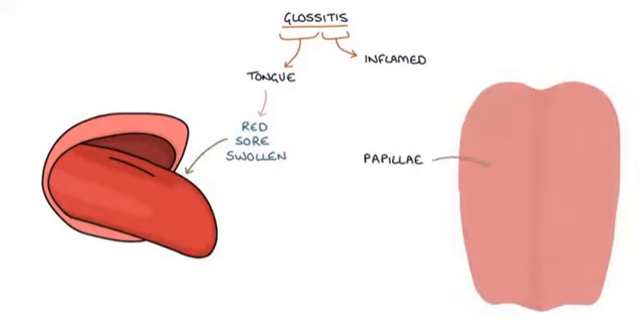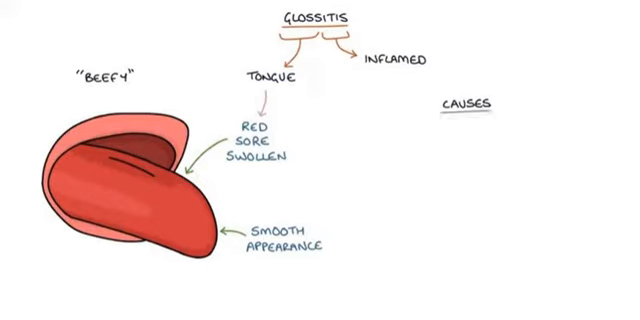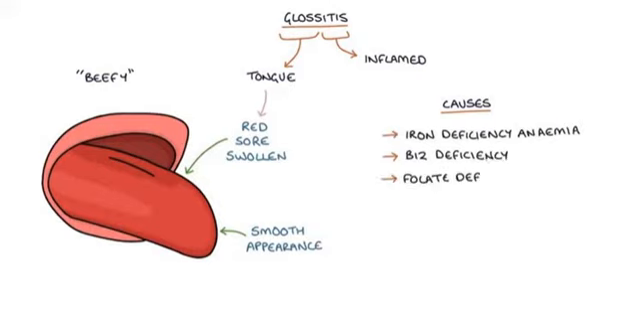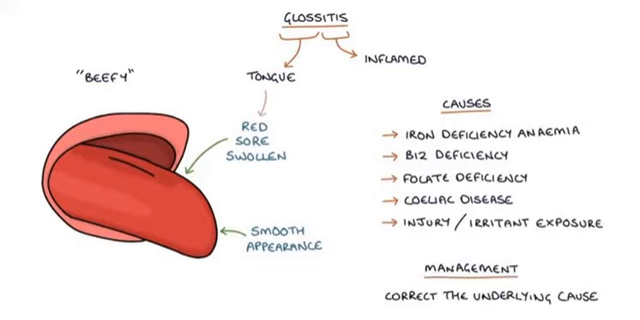The papillae of the tongue, which are the small bumps on the tongue, atrophy, which means they shrink, giving the tongue a smooth appearance. Sometimes the tongue can be referred to as beefy. The causes of glossitis are iron deficiency anemia, B12 deficiency, folate deficiency, celiac disease, and injury or irritant exposure. Management of glossitis involves correcting the underlying cause.